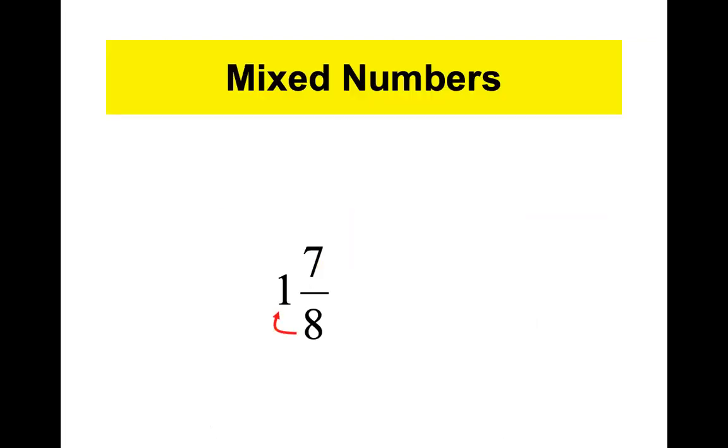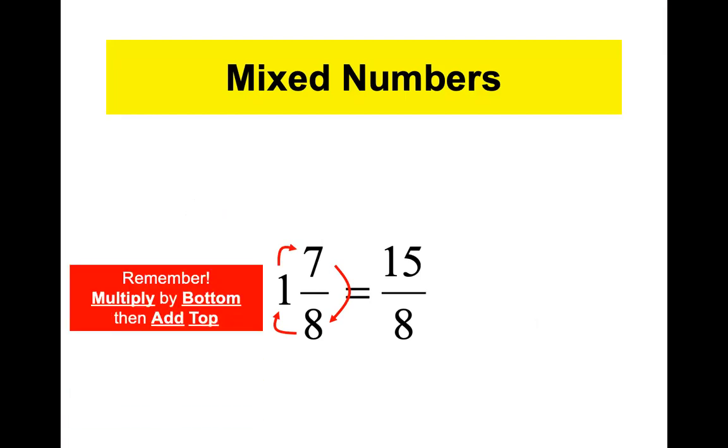We take the 8. We multiply by 1. 8 times 1 is 8. We add that result to the numerator. 8 times 1 is 8, plus 7 is 15, and all over the original denominator, 8. So that is what you would do the division with. I'm not going to do the long division here. That's one technique, okay? One technique.